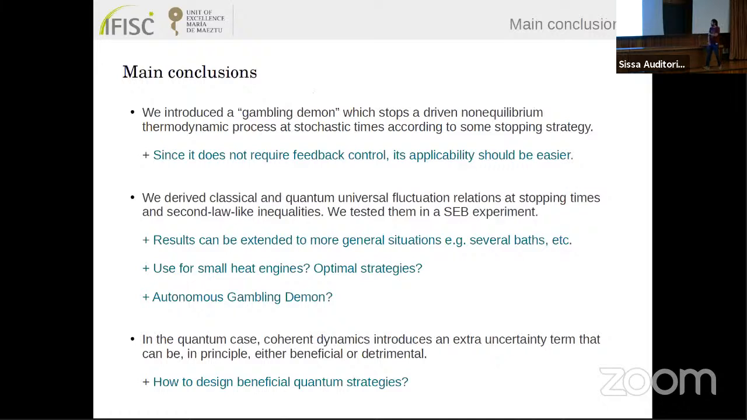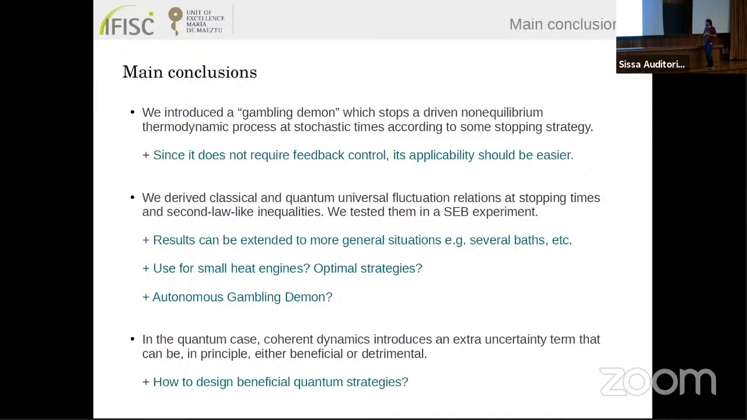So we introduce this gambling demon, which stops the non-equilibrium thermodynamic process at a stochastic time, according to some stopping strategy that uses information about the system. And it does not require feedback control. We think that its applicability should be easier in more situations. We also derive classical and quantum universal fluctuation relations at the stopping times. And we test the classical ones in the single electron box experiment.